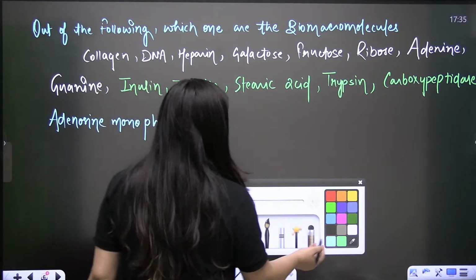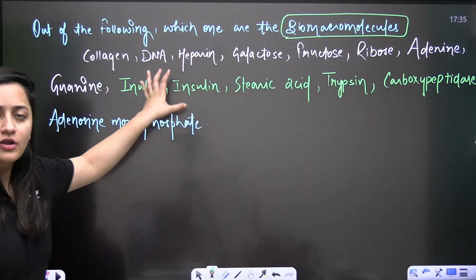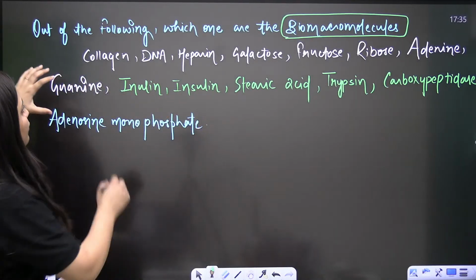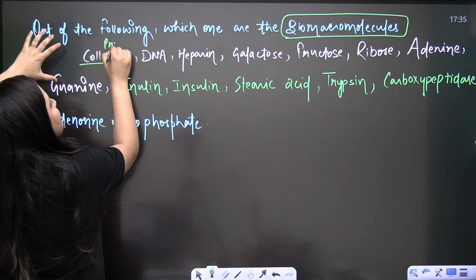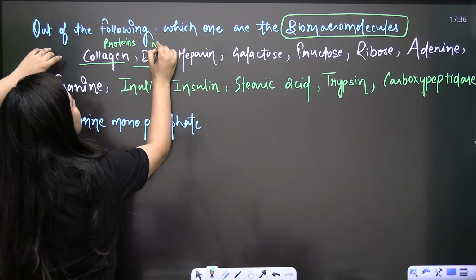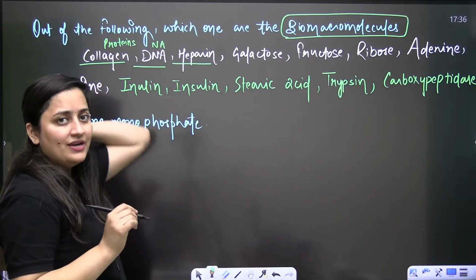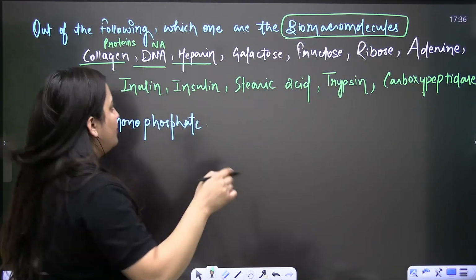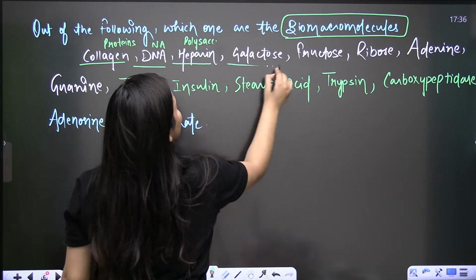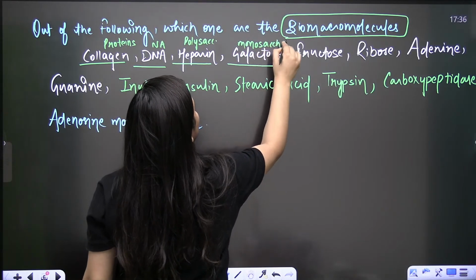I'm talking about the biomacromolecule. If it is a biomacromolecule, the molecular weight is going to be above 10,000 Dalton. So out of the following, you need to know which one is a biomacromolecule. Collagen is a protein, and proteins are biomacromolecules. DNA is a nucleic acid, again a biomacromolecule. Heparin is also a polysaccharide, a heteropolysaccharide, so obviously it is also a biomacromolecule. Galactose is a monosaccharide, so it is not a biomacromolecule.